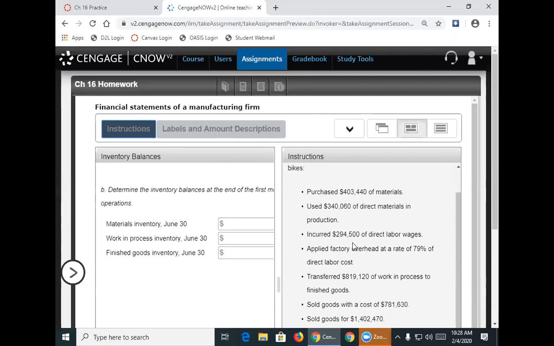Direct labor, 294,500. And then overhead applied, so you'd have to calculate that. Mine says applied factory overhead at a rate of 79% of direct labor. So I'm just going to take 294,500 times 79%. My applied overhead for mine is 232,655.